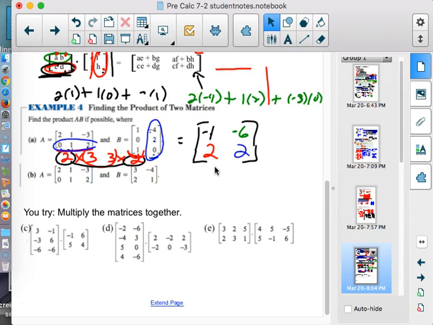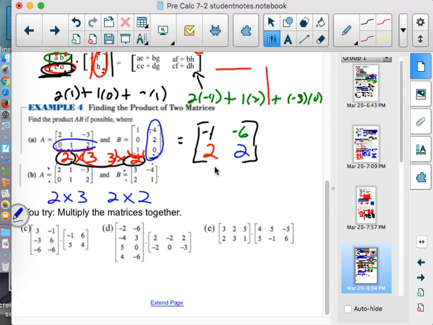So let's go down to the next one. And with this one, again, the first thing we want to do is check that order to see if they're the same size. 2 by 3. 2 by 2. We can't do this one. The number of columns in the first matrix does not match the number of rows in the second matrix. So this is not defined. We're not going to be able to do this. So the product is not defined. Unable to do that one.